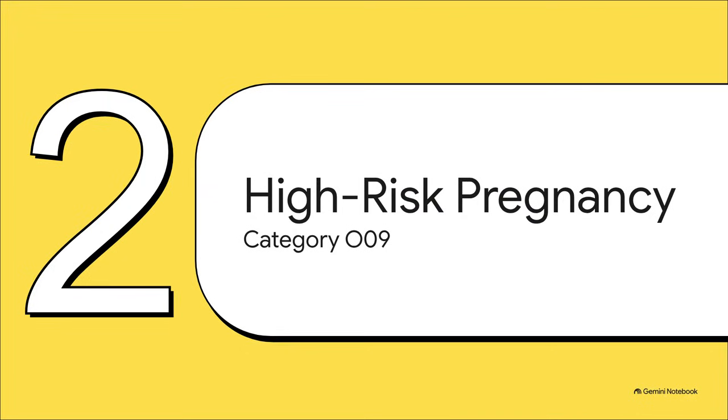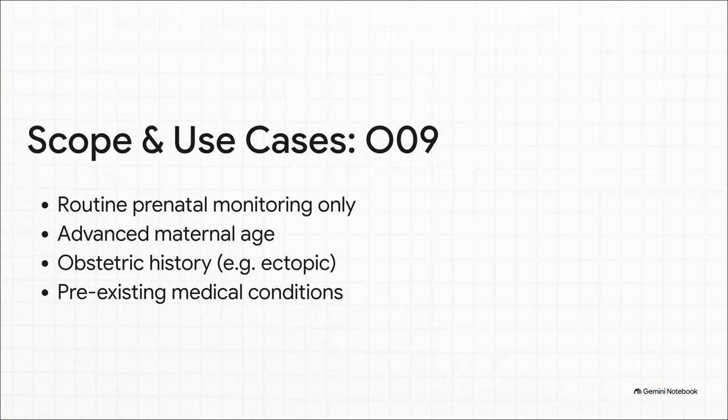Moving on to Section 2, O09, high-risk pregnancy. So what's the deal with the O09 block? These codes are strictly for capturing routine, ongoing monitoring of pregnancies that have been flagged as high risk. We're talking about things like advanced maternal age, your elderly primigravida or multigravida charts. It also covers complex obstetric histories, like a previous ectopic pregnancy, infertility, or pre-existing underlying medical conditions. Basically, if your provider is monitoring these known risks during a standard, routine visit, O09 is your go-to category.